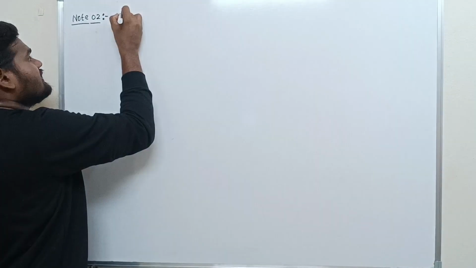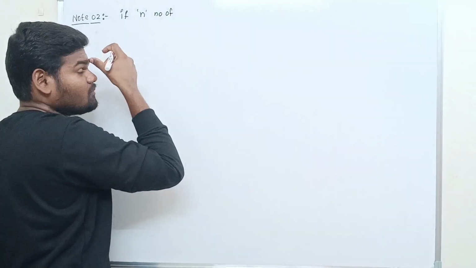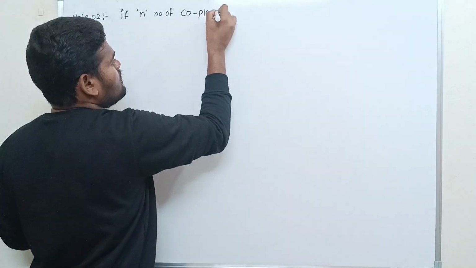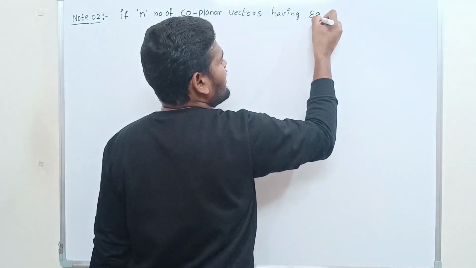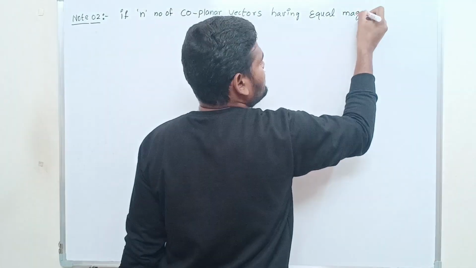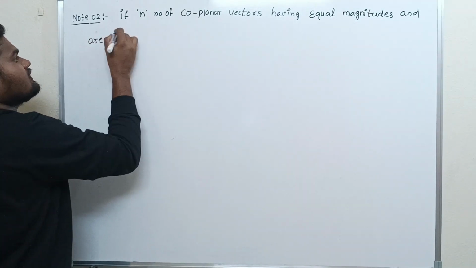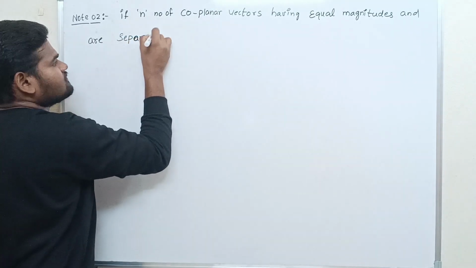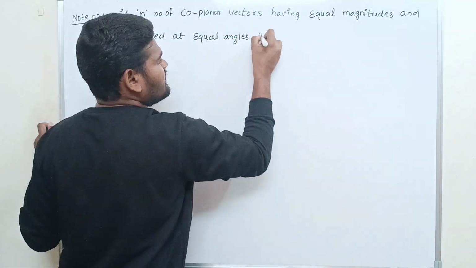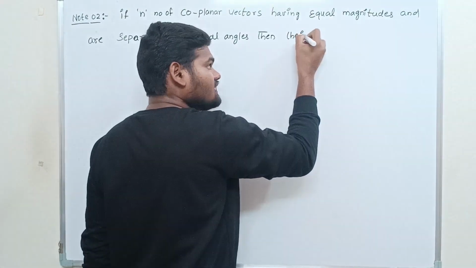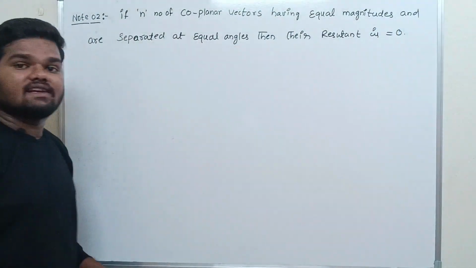So note number 02 is, if n number of coplanar vectors having equal magnitudes and are separated at equal angles, then their resultant is equal to 0.